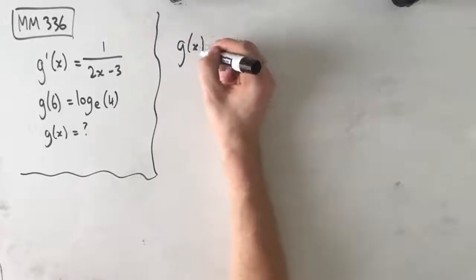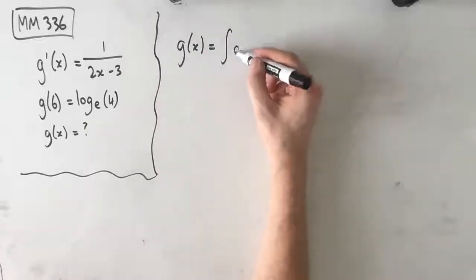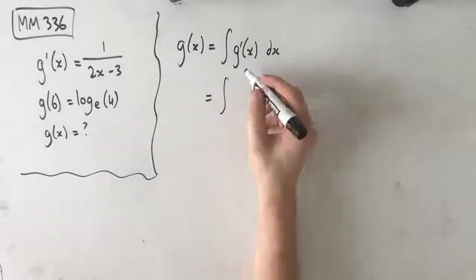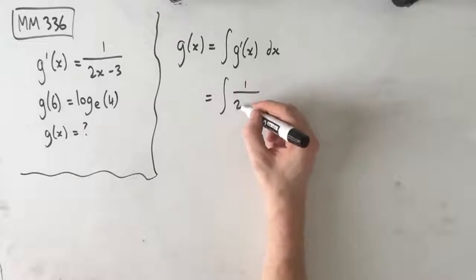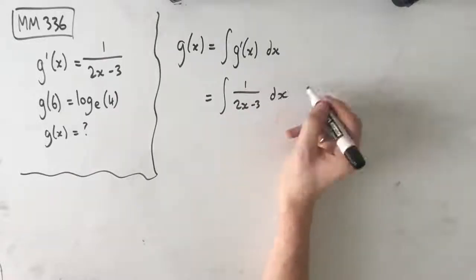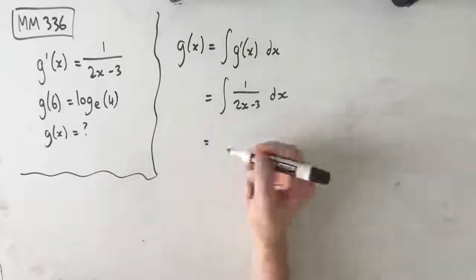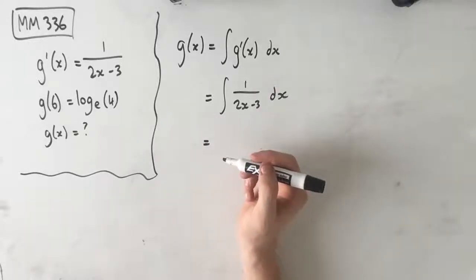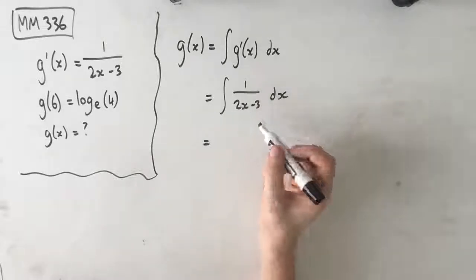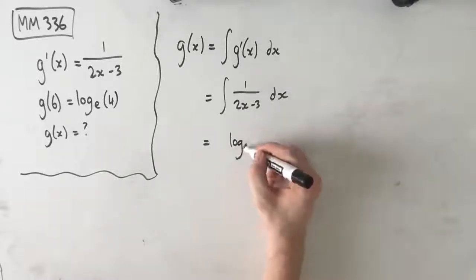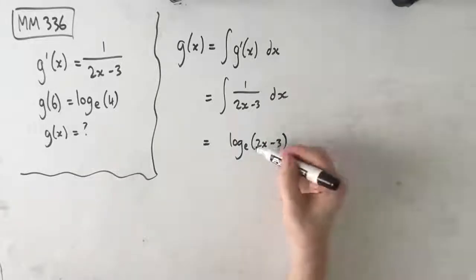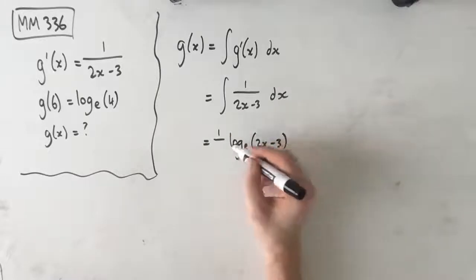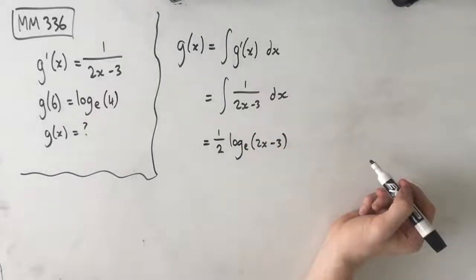So, g of x is going to be equal to our integral of g dash of x. Cool. From here we can then just sub that in. So g dash of x we know is 1 over 2x take 3 dx. Now, we don't have a calculator for this, which means we're going to have to just go by what we know. Now, the integral of 1 over 2x take 3 is log e of 2x take 3, but this coefficient of x goes under a 1. Okay, so we go 1 over whatever the coefficient of x is here. So we get 1/2 log e of 2x take 3.